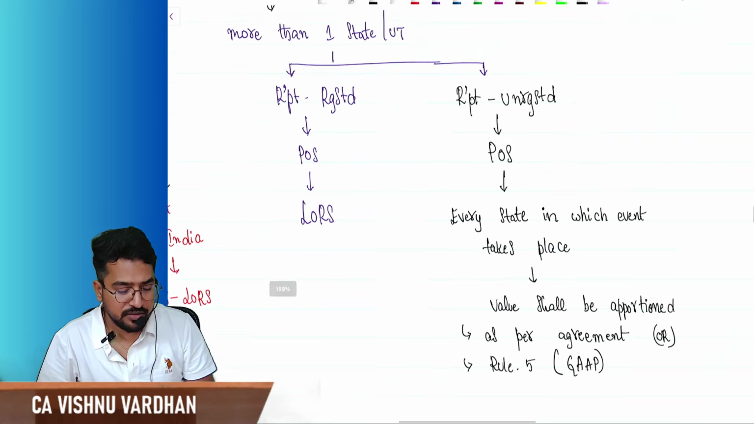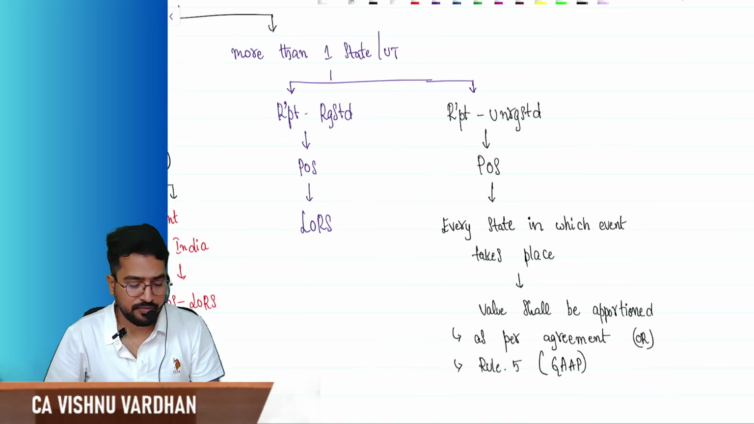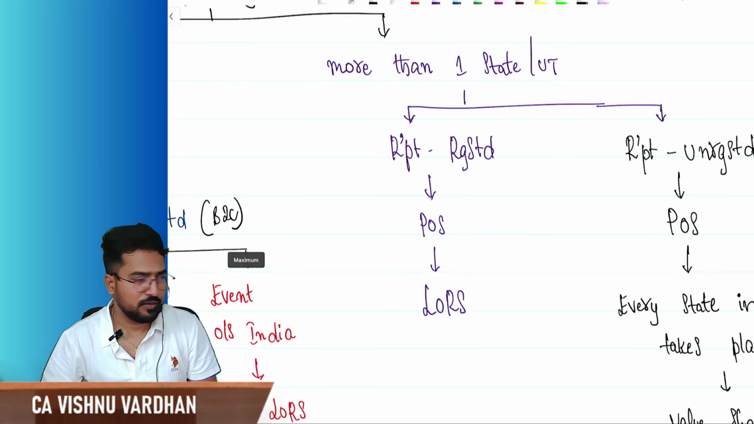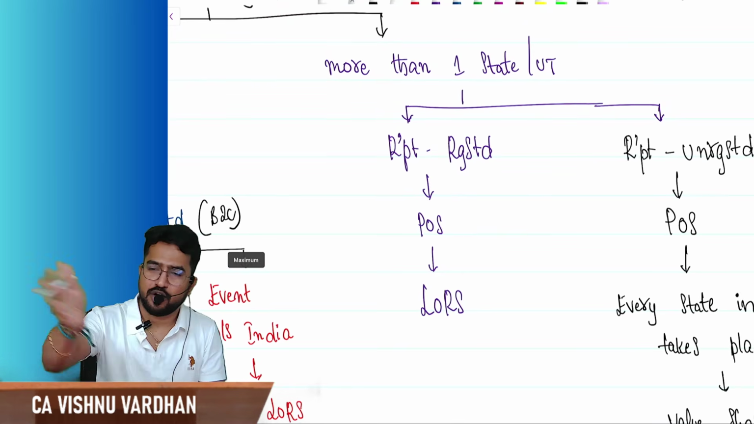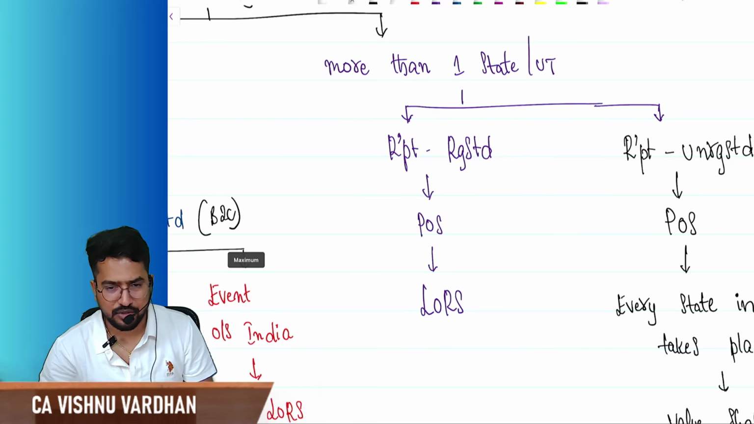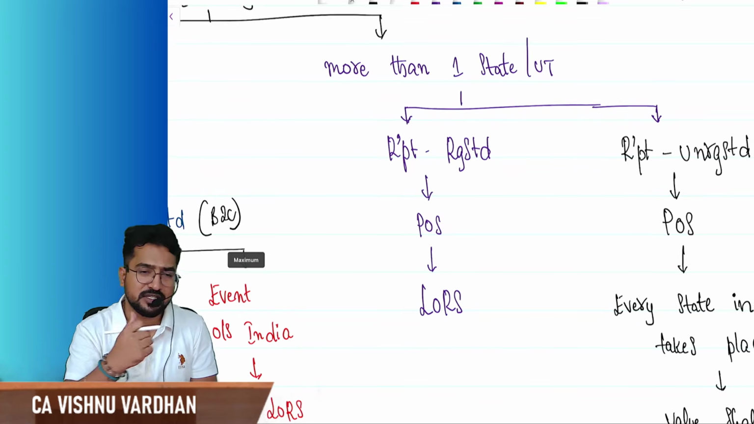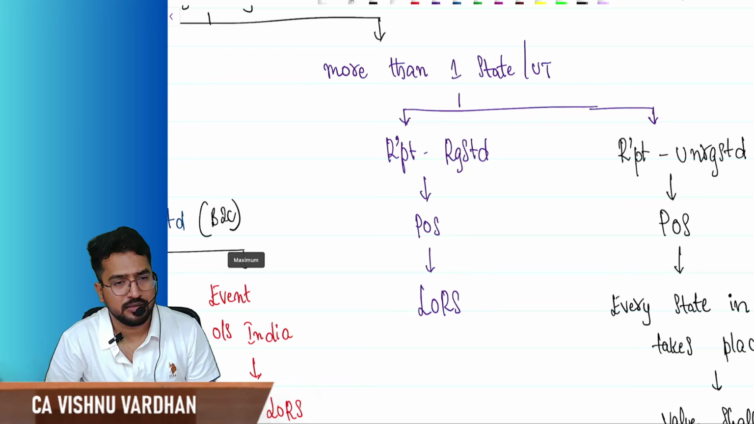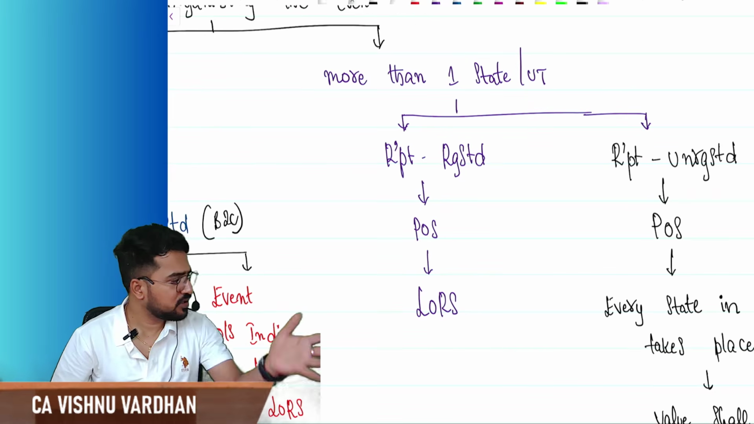Sir, suppose the event is happening in more than one state, then if you are registered, wherever you are registered, that will be the place of supply. Suppose IPL opening ceremony in all the franchisee home grounds, they said you have to conduct. Who is our customer? Our customer is the IPL board, registered under GST. This is a place of supply. Mumbai, Maharashtra, they have registered. That is the place of supply.